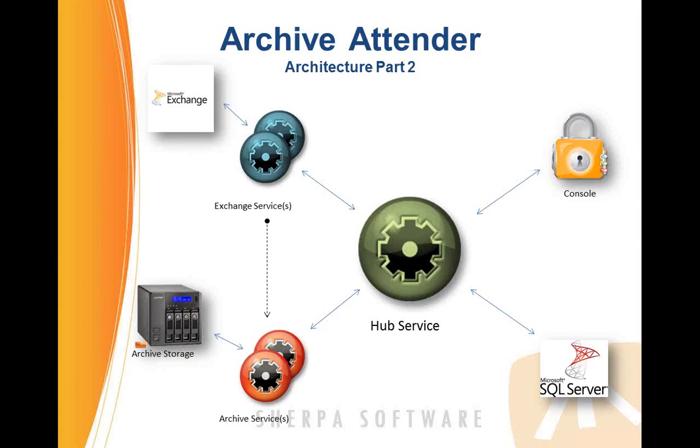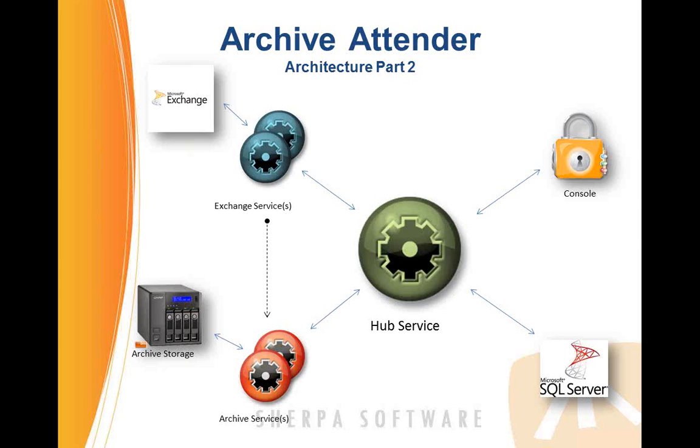Now, the interesting thing about the architecture here is you can notice from the multiple gears for the Exchange and archive services that these can be distributed. So you're no longer limited to just a 3-service core architecture. What you see on the screen would be a normal deployment. This could still run on a single server, just the way it does today.